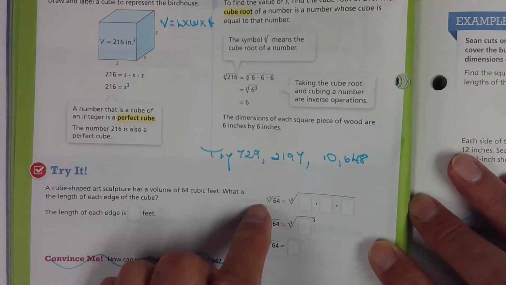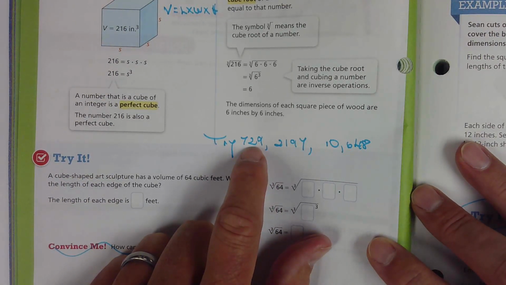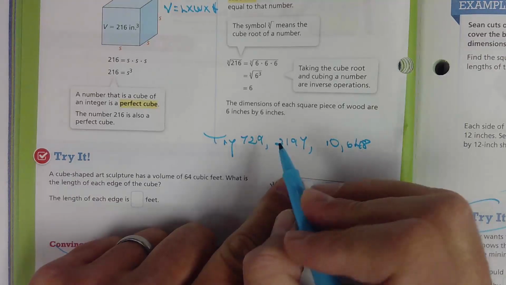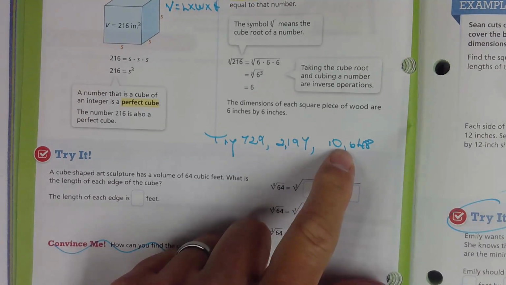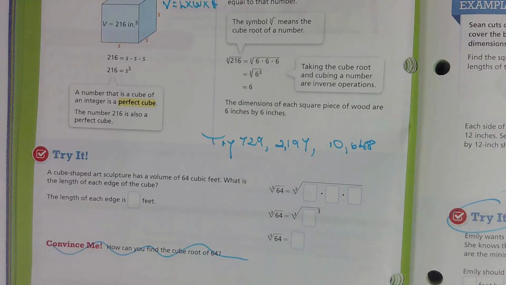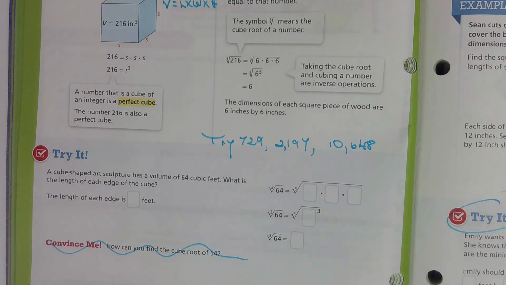So I want you guys to try these right now. Write these down. I want to know what the cube root of 729 is, 2,197, and 10,648. I'll pull sticks here in just a moment, and for some group points. Can I use my calculator? Yeah, you can use your calculator, because I want you guys to get used to doing that.